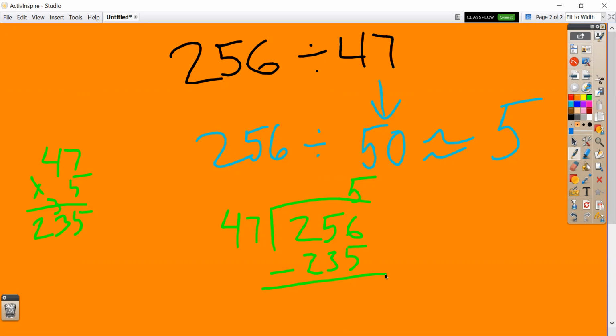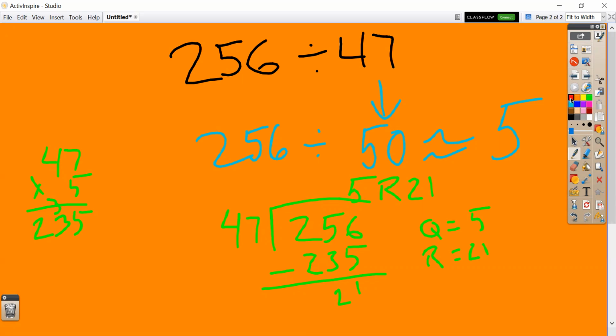See what's remaining. So we got 1 remaining in the ones, 2 remaining in the tens. And we know that 5 groups was the right number because the remainder is smaller than our divisor. And anytime that happens, we know that we can't do any more equal groups, whole groups. So we know that the quotient is equal to 5 and the remainder is equal to 21.